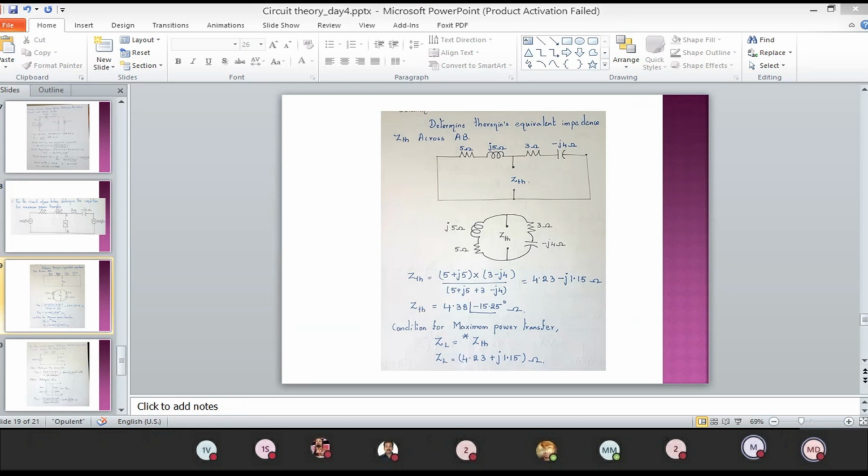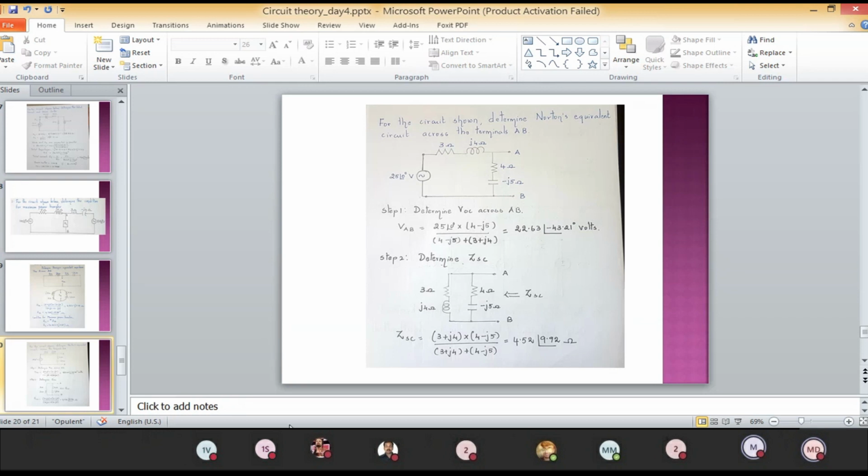So the equivalent impedance is 4.23 minus J1.15. Now I told you the condition for maximum power transfer is the load impedance is equal to the complex conjugate of Thevenin impedance. So 4.23 plus J1.15. Okay, this is the solution.